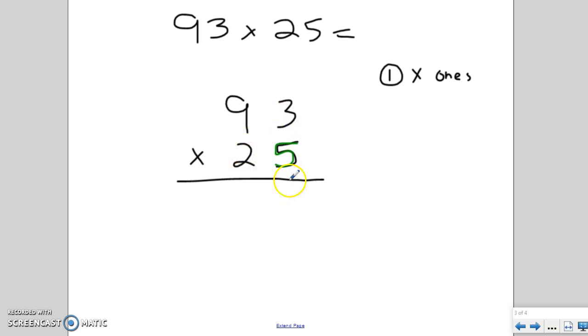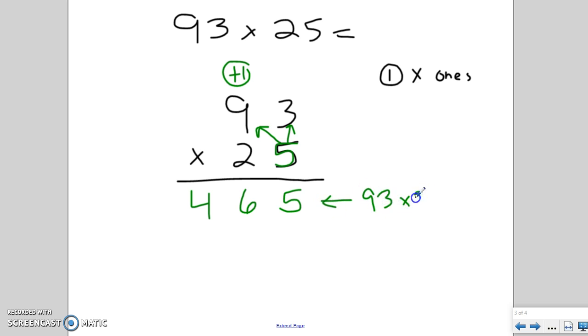So we're going to ignore that too. So 5 times 3 is 15. Carry the 1 next door. Now 5 times 9 is 45, plus 1 is 46. And I can just build that out. So what we've done here is we've done 93 times 5. But that's not what the problem is. The problem is 93 times 25, which is made up of a 20 and a 5.